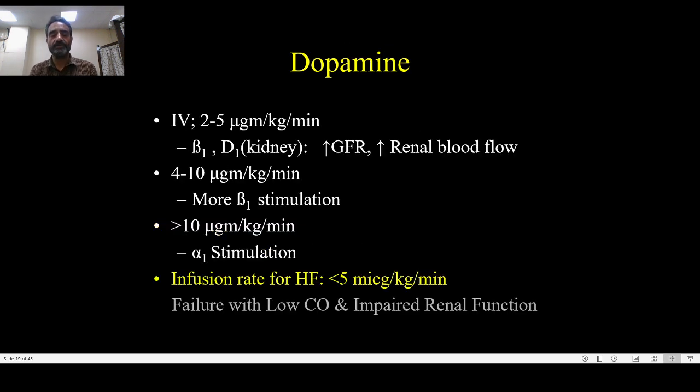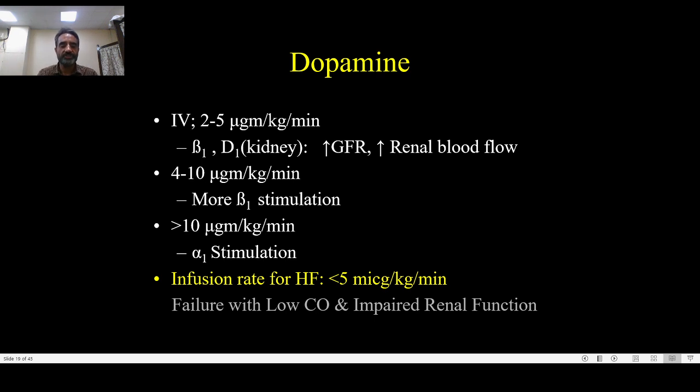Then we come to sympathomimetics. Dopamine is a drug which has a dose dependent action. It is given intravenous 2 to 5 microgram per kg per minute. At that rate, it induces action on beta 1 and dopamine D1 receptors in the kidney, leading to increased GFR and increased renal blood flow. So these actions are helpful in heart failure at this dose rate.